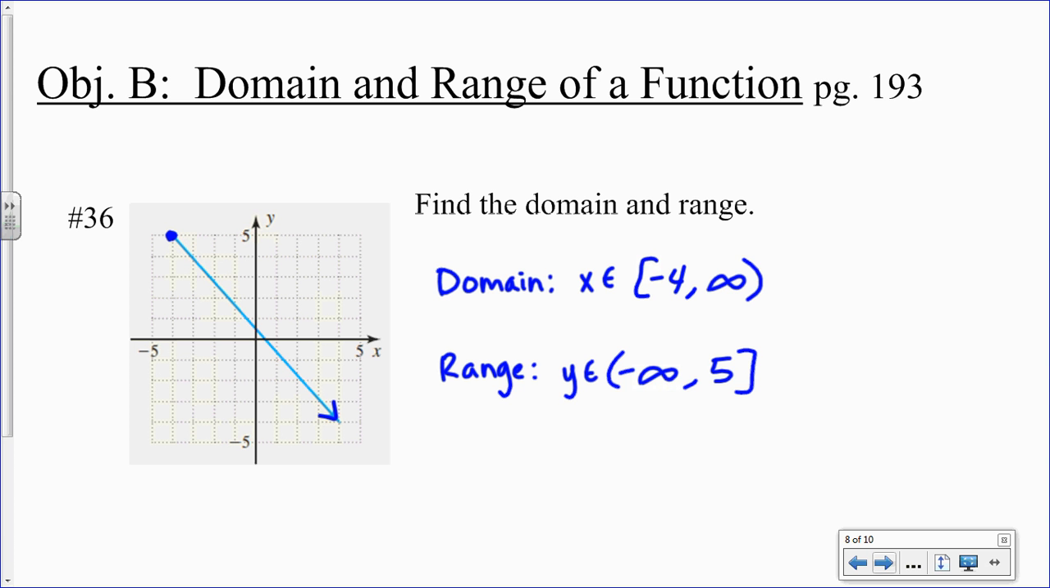So when you have a graph and you do domain and range, you're basically writing the boundaries. Okay, so you want to do your left and right, and then bottom to top.